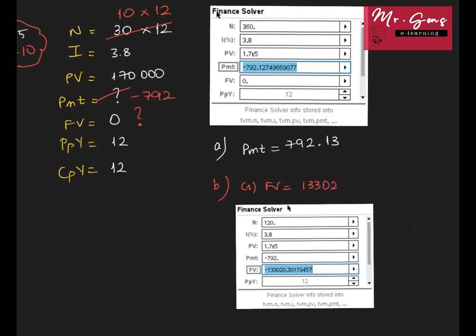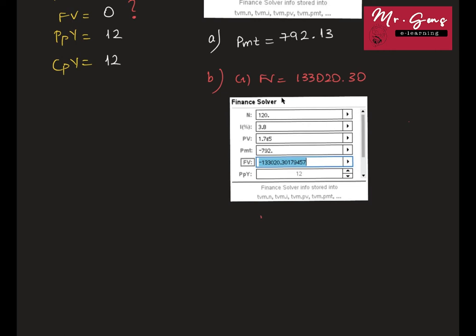If you use the payment exact as I did, you will be finding this value. But if you write it as 792.13 in two decimal place, your future value might be a little bit different. Both of them will be accepted in the exam. Let's talk about part BII.